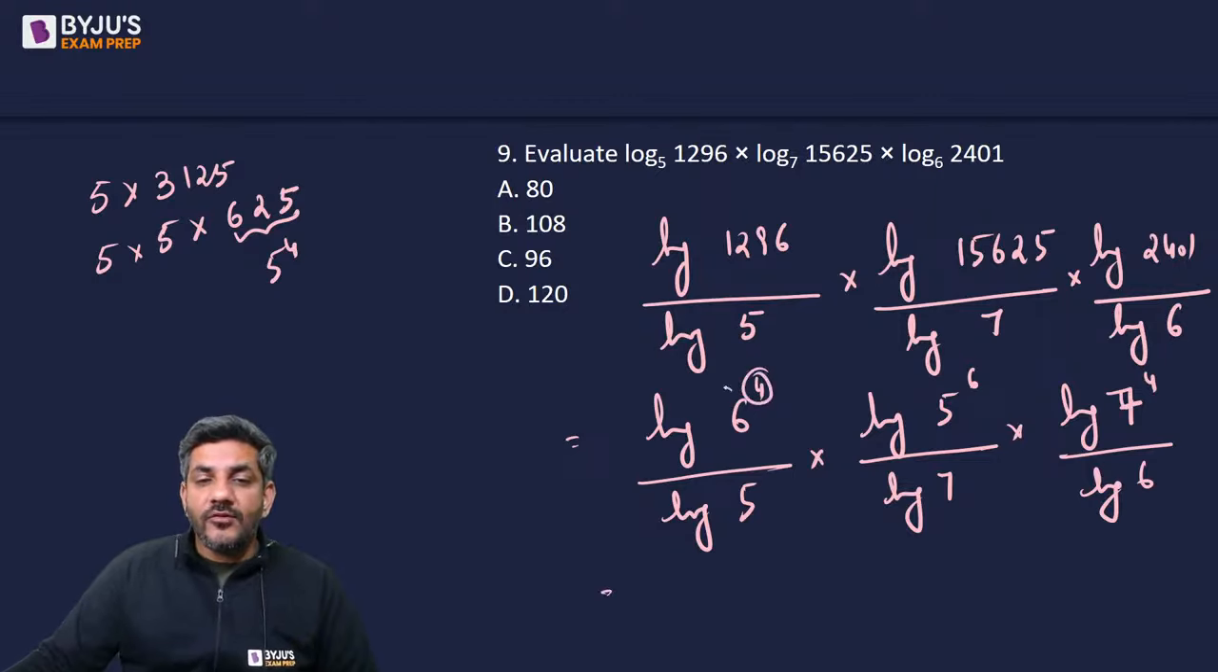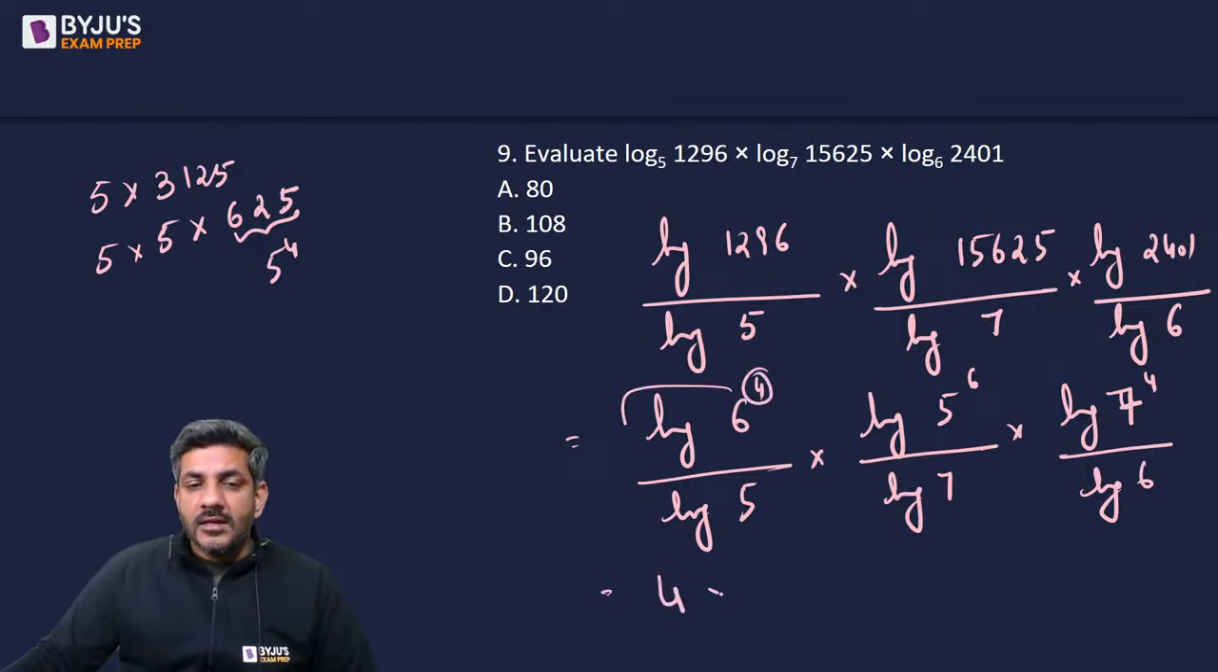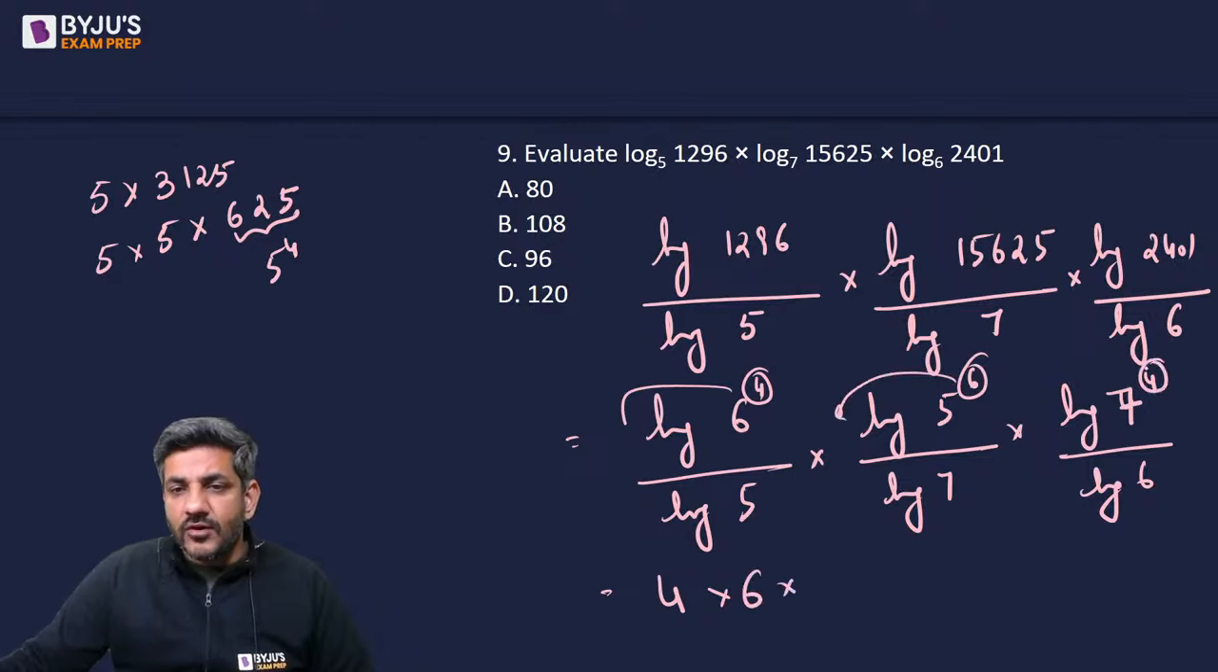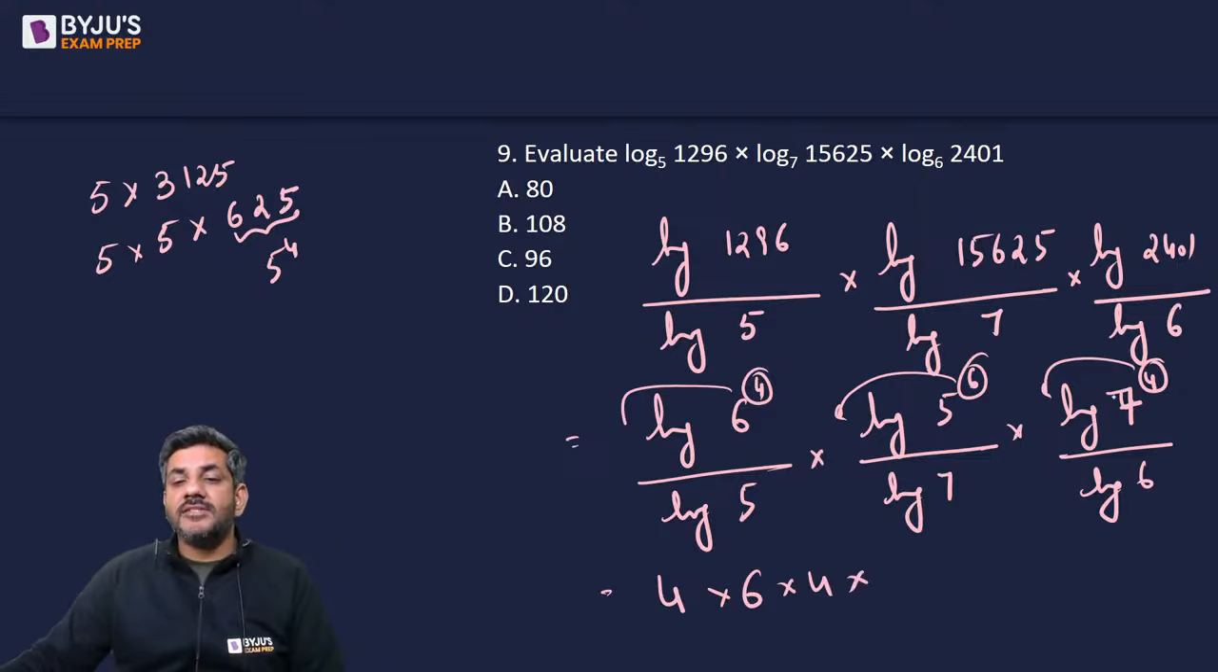So from here this 4 will come outside. From here this 6 would come outside. From here this 4 would come outside. And ultimately I'm left with log 6 5 5 7 7 6.